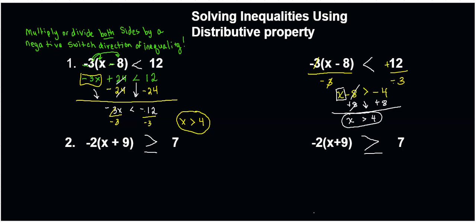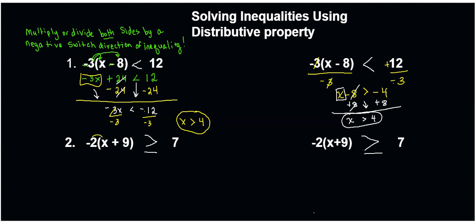Now, I'm going to do this again so you can see it one more time, but I want to show you something in the next one. So here we go. We're going to start by distributing the 2 through. You've got to read the problem first. -2 times the quantity x plus 9 is greater than or equal to 7. So I'm going to distribute this -2 all the way through.